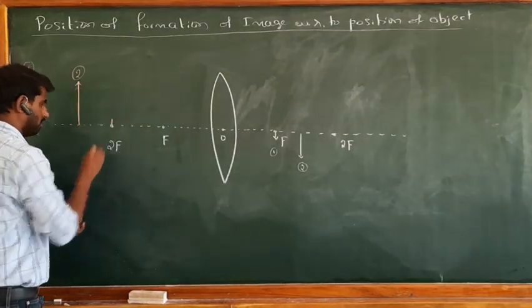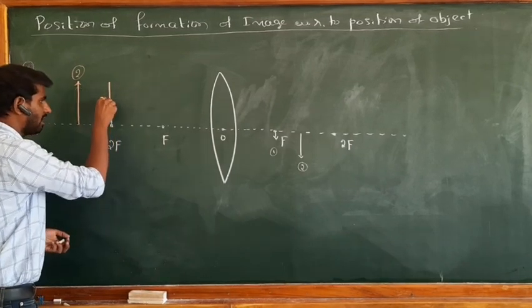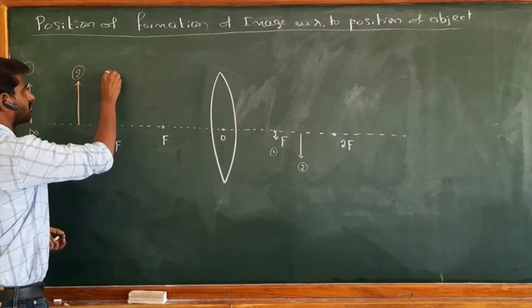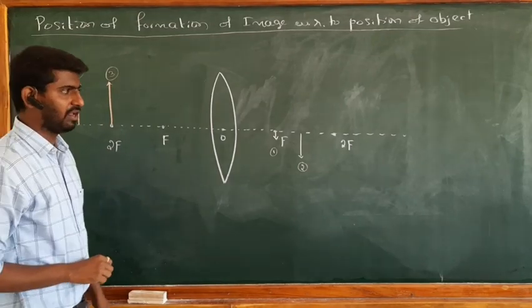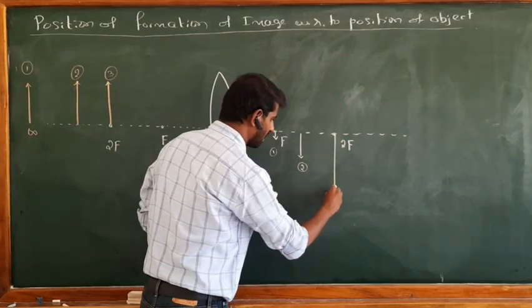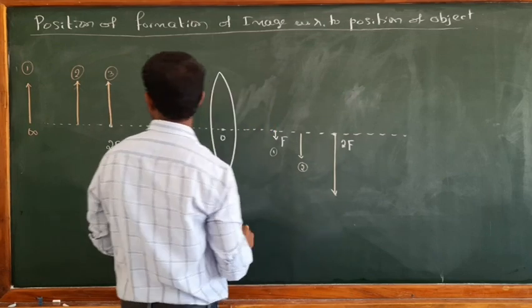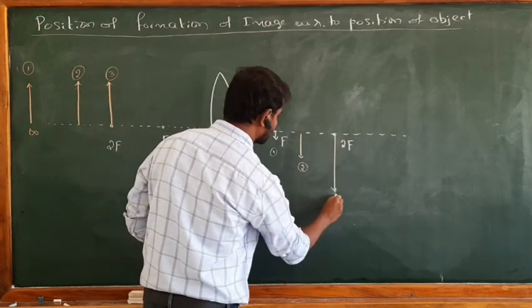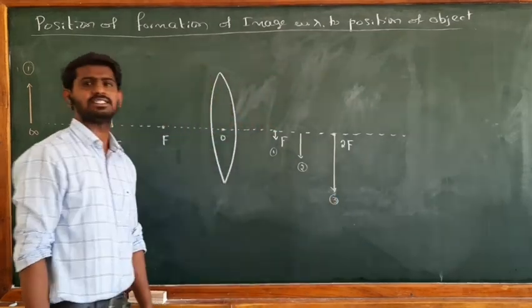Now, the object is at 2f. Then where will the image be? The image is also at 2f. And what about the size? It is the same size.